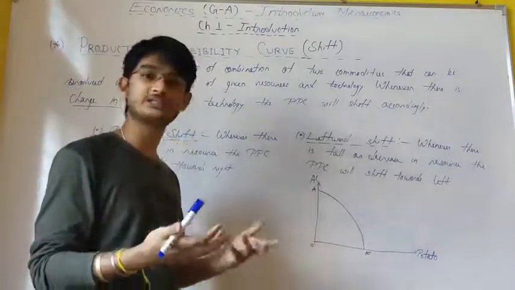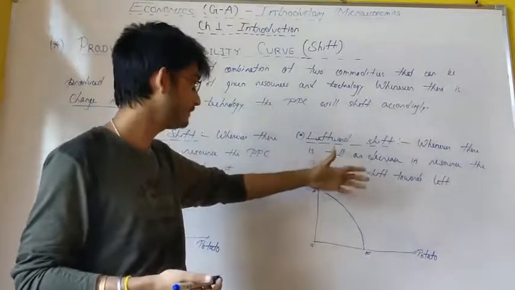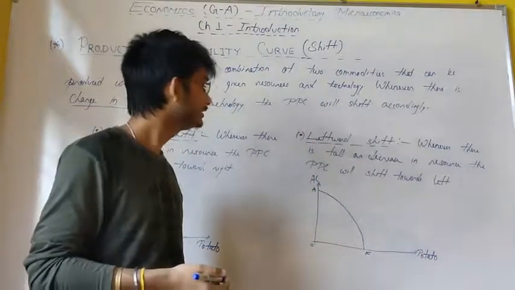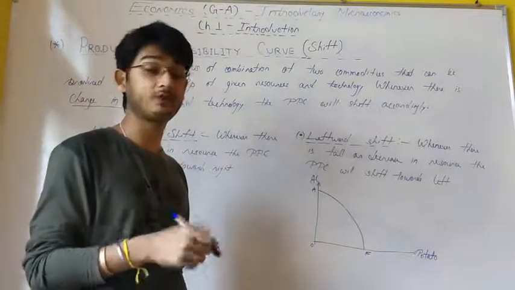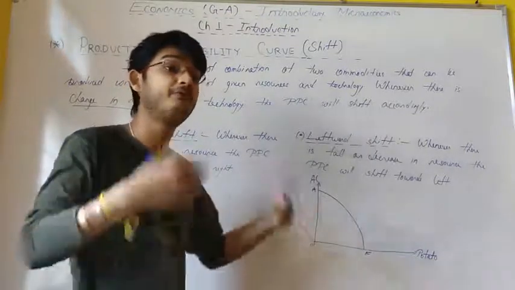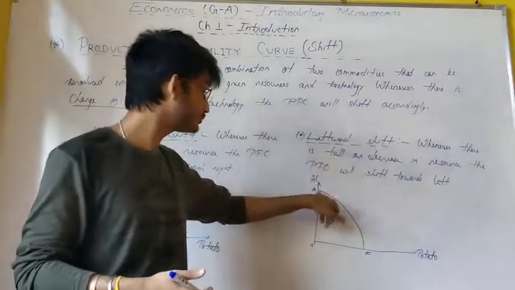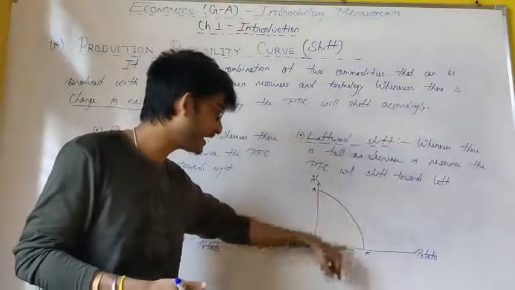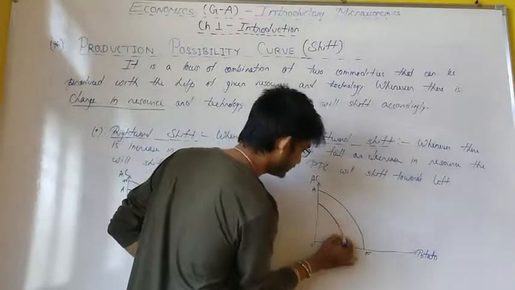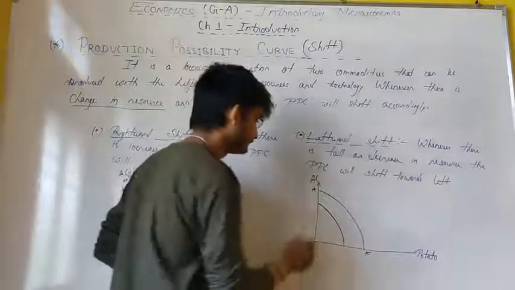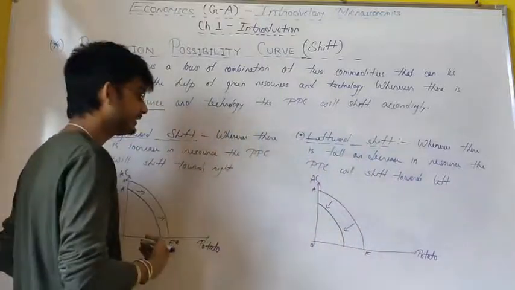The stock of resources will come down, and whenever there is a fall in the stock of resources and technology, the PPC will shift towards the left, because with a fall in technology and resources, we cannot produce like what we were producing before the fall in resources. Before the fall we are producing on this AF curve, and now there is some fall in resources, hence the PPC curve will shift inward. That means it will shift towards the left-hand side.